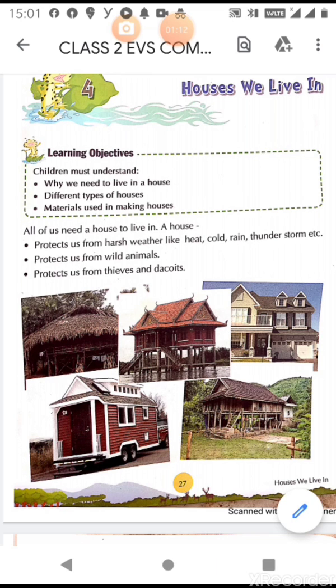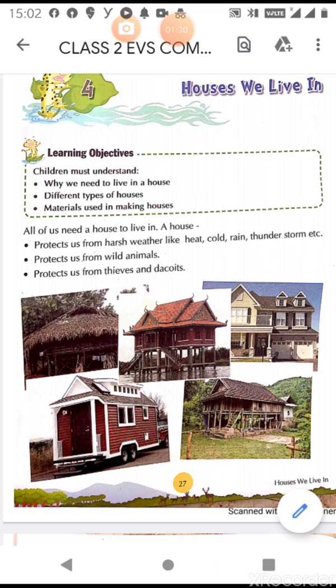So why do we need to live in a house? We definitely need houses to live in. Can you imagine yourself without a house? Can you imagine yourself staying on road or without a roof on your head? We can't even imagine, because we all have house to live in.